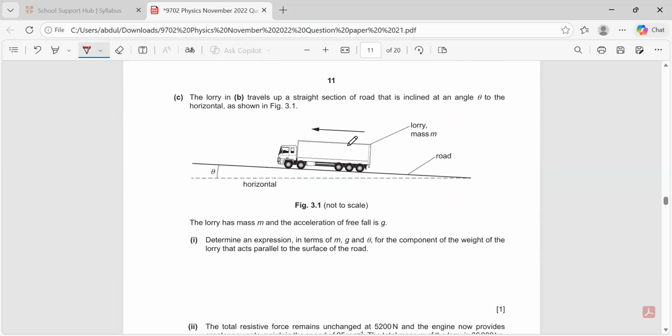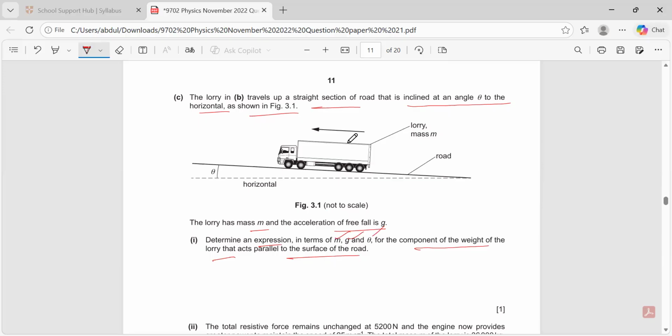This one. As usual, the lorry in the figure travels up a straight section of the road that is inclined at an angle of theta to the horizontal as shown in the figure. Now the lorry has a mass m and acceleration of free fall is g. Determine an expression in terms of m, g and theta for the component of the weight of the lorry that is parallel to the road. This you should now be very habitual with, and you should be very clear to do it fast.